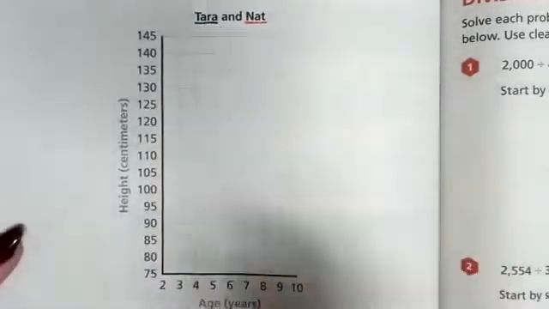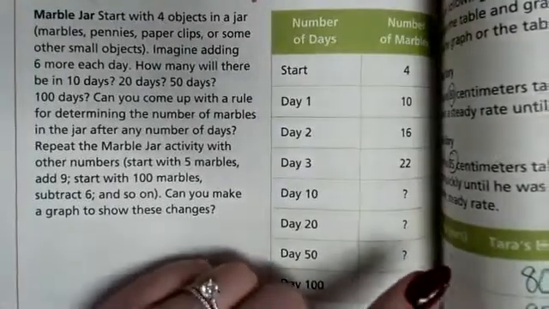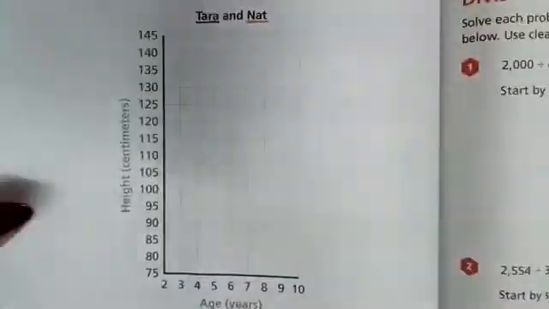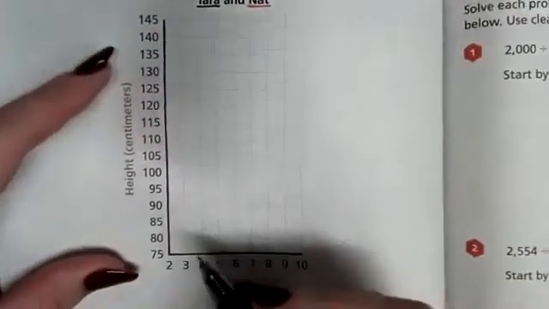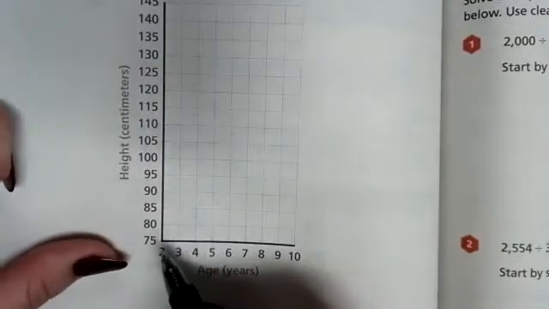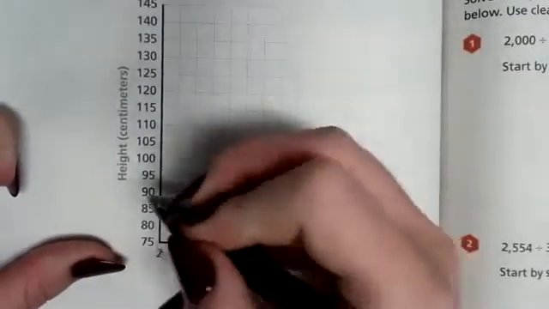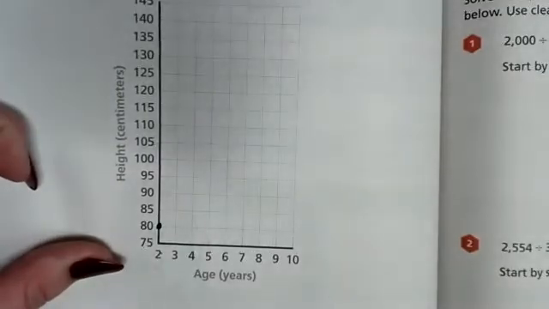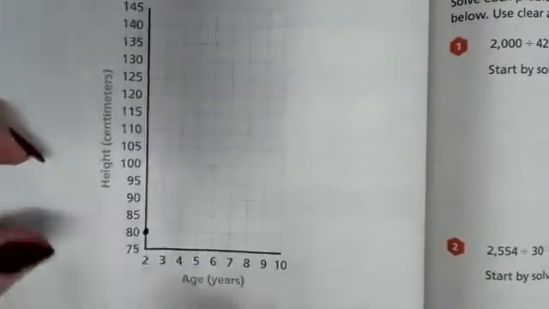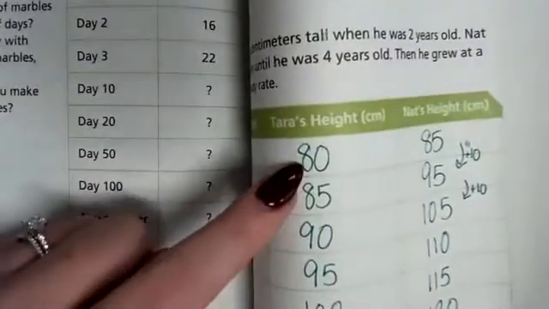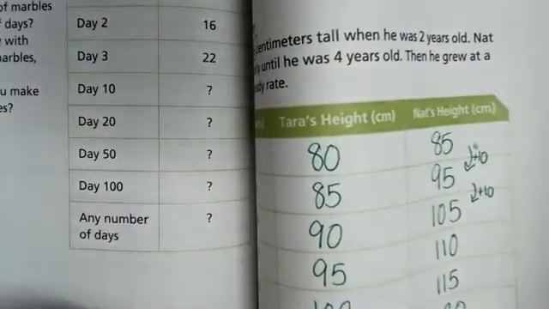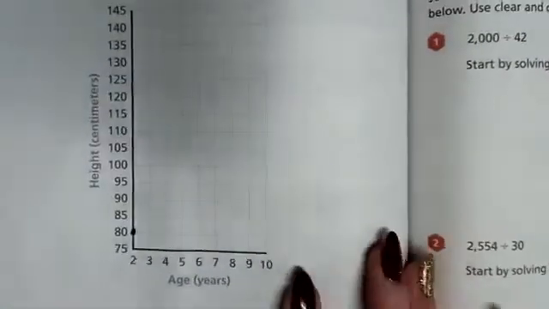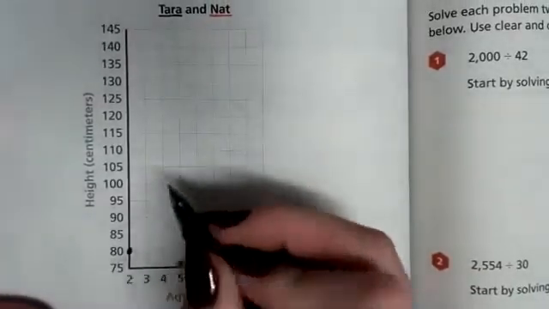Okay, so let's start with Tara's data. I'm just going to be flipping back and forth really quick, so I'm sorry if you can't see. Tara's data started at 80 centimeters, and Tara is my green pen. So down here, at age 2, which is right here at the edge, Tara was 80. There's my first dot for Tara. Okay, now on my data on the front, what I did was I increased her height by 5 each year, right? Now, luckily, I know how to count by 5s, so I don't have to keep flipping back each time. I'm just going to keep going up on my chart.